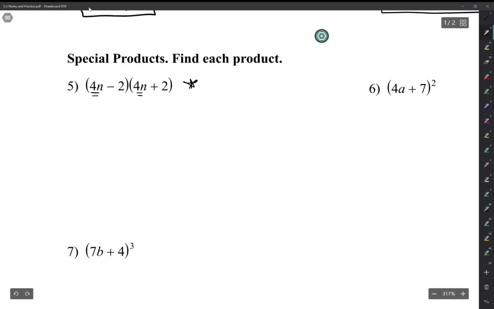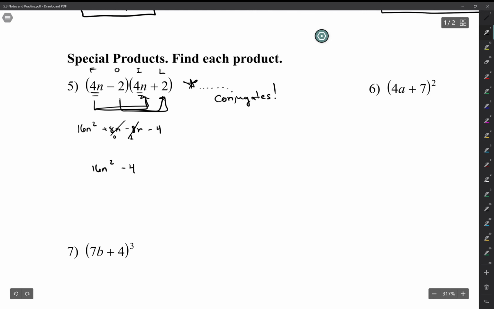Anyone remember what we call those? If you said conjugates, you are correct. So with conjugates, something special happens with these. So 4n times 4n is 16n squared. Remember, FOIL, that is what's back. Outers, plus 8n. Inners, minus 8n. And the lasts, minus 4. Look what happens there. The middle terms cancel. So 16n squared minus 4. You might recognize that as a difference of squares when we go back to factor.